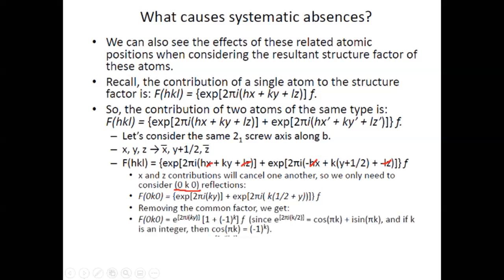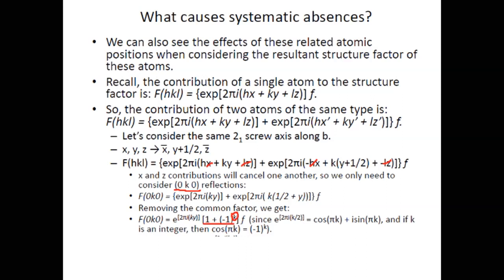And so we can do some math, and what happens is we remove common factors, we get some exponential times 1 plus negative 1 to the k, times the scattering factor. Now just by looking at this, 1 plus negative 1 to the k, if k is odd, negative 1 raised to an odd power is what? It's negative 1. So then 1 plus negative 1 equals 0. 0 times an exponential is 0. So the odd 0k0 are absent because it cancels out this equation.